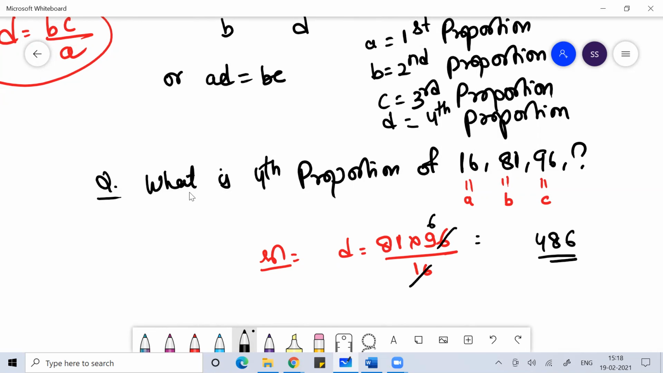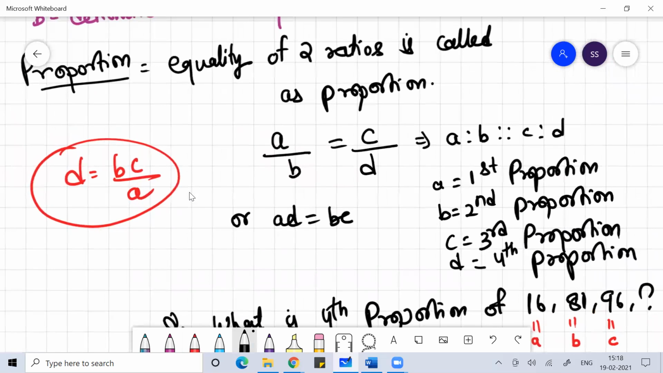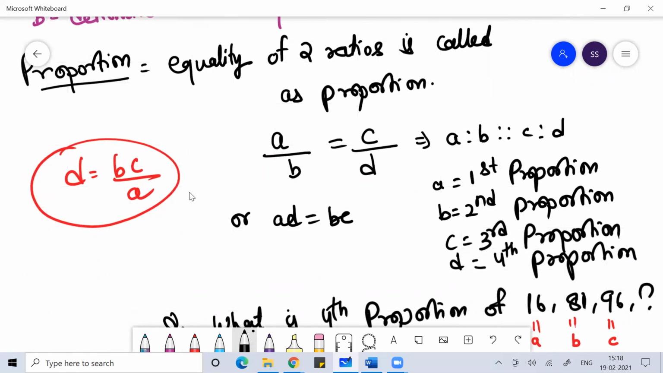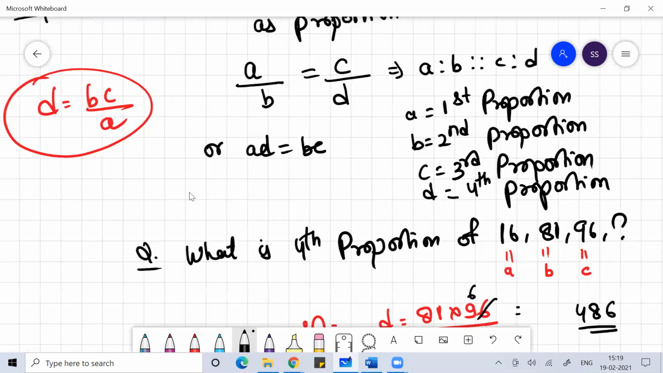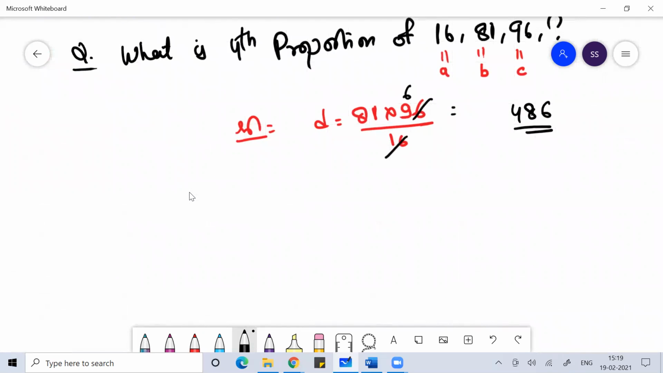Whenever you have four variables A, B, C, D, they will always ask you about the fourth proportion. They will never ask you about the third, second, or first proportion. Why are they always asking the fourth proportion? It is something universally followed from generations, and you have to remember that. Whenever they ask you the fourth proportion, multiply the next two terms and divide by the first term. That way you'll get the fourth proportion. So that part I believe is clear with all of you.